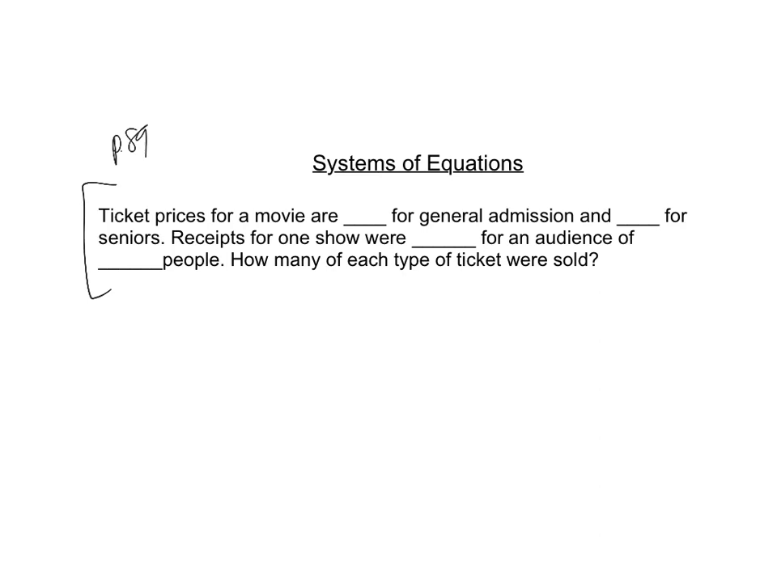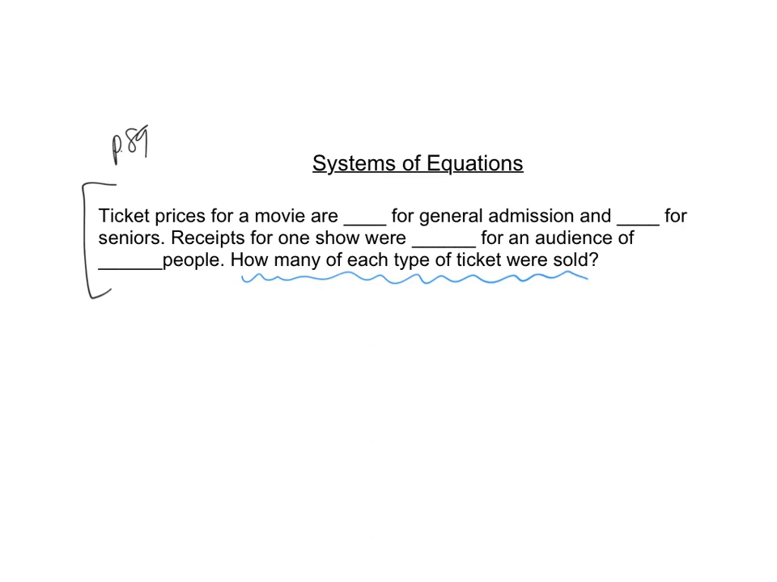I want to give you a minute to think about what information you would like to know. So you should pause, reread the couple statements, and think about what information you would like to know in order to actually answer the question, which was how many of each type of ticket were sold.